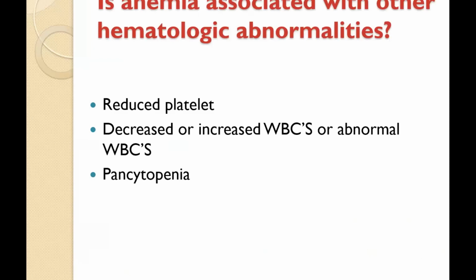If other hematological abnormalities are there, like reduced platelets, decreased or increased WBC or abnormal WBC, as we discussed, it may be some leukemia or aplastic anemia. If there is pancytopenia, we have to look for causes of pancytopenia, and this evaluation of pancytopenia is very important. We will discuss this in the coming slides.